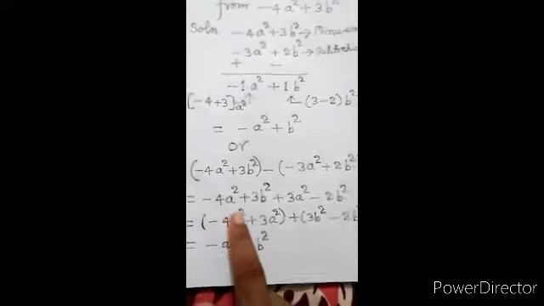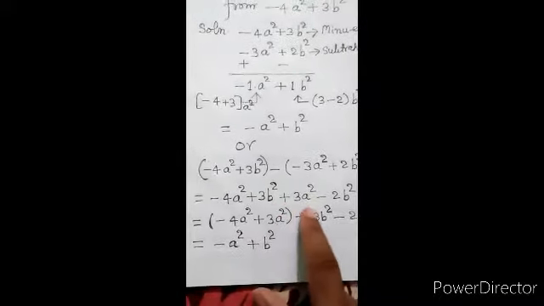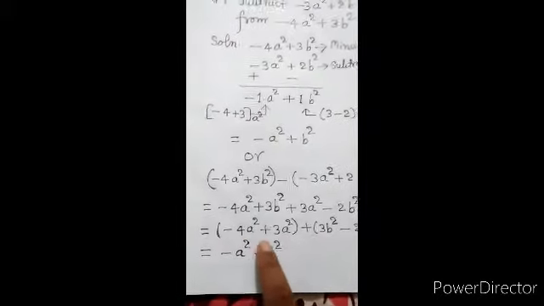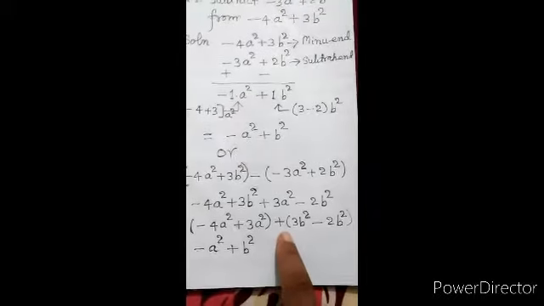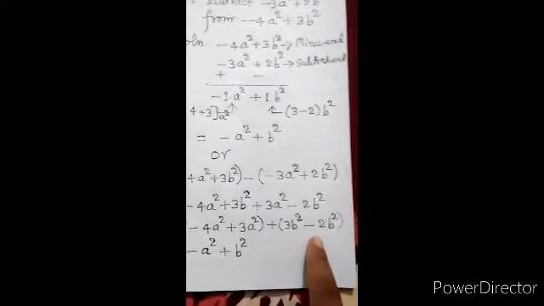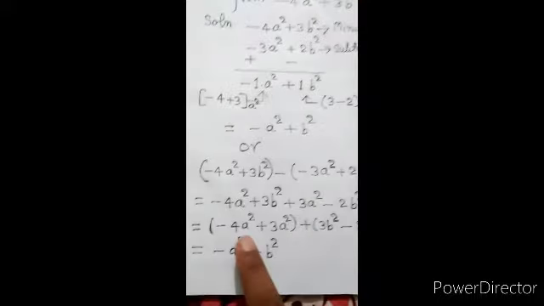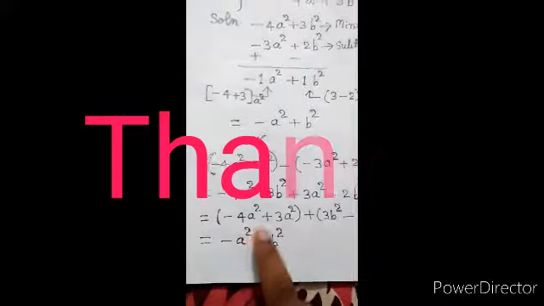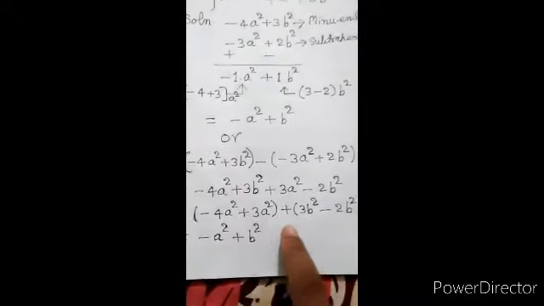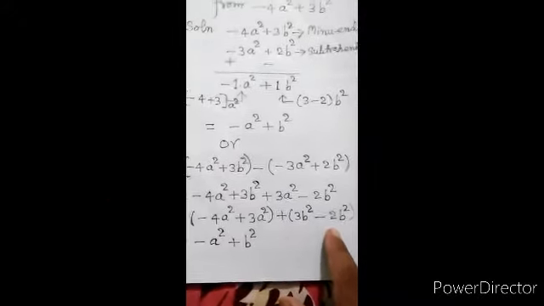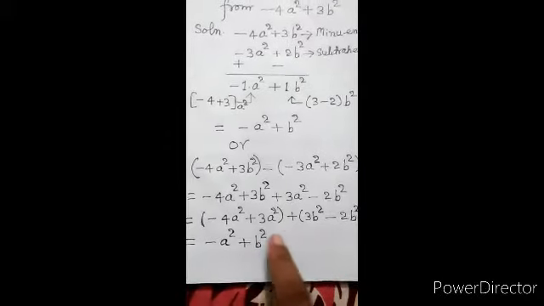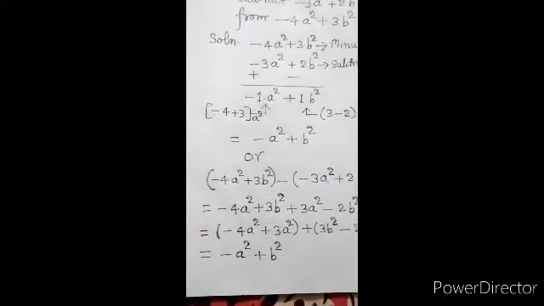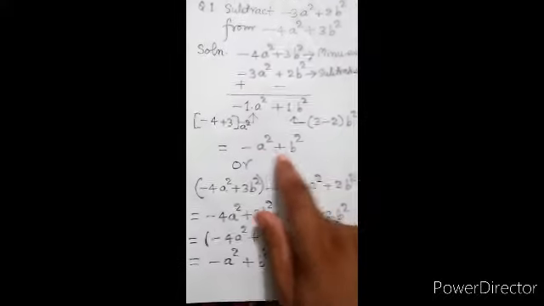Here minus 4a square and 3a square are like terms. So write them in a group. Minus 4a square plus 3a square plus 3b square minus 2b square. Put it in a group. Now minus 4a square plus 3a square gives us minus 1a square or minus a square, and 3b square minus 2b square gives us 1b square or b square. So its solution will be minus a square plus b square.